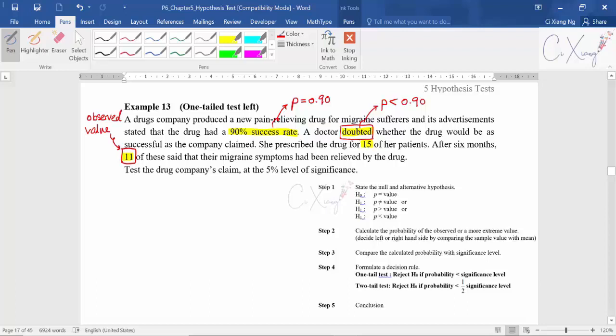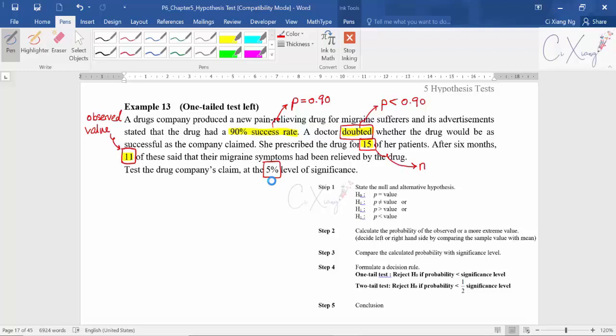And how about the 15 here? For a binomial distribution, you are using a smaller sample to calculate the probability. So this 15 is the n, and the 11 will be the observed value. So 11 out of 15 patients, something happened. From here, you can see that it is a binomial distribution style. Then they want you to test the company's claim at the 5% level of significance. This is the alpha given by the question itself, and you will use it later when you want to make a decision.